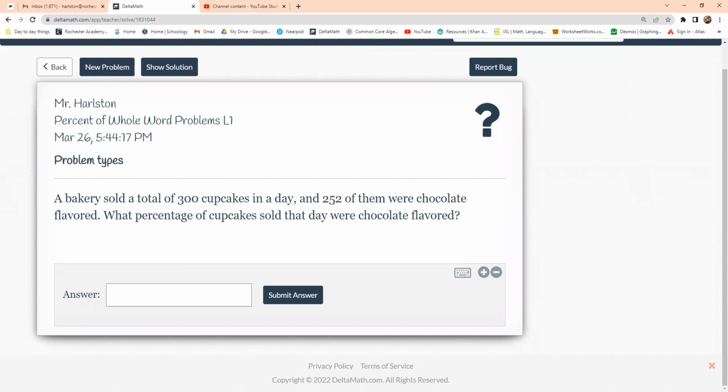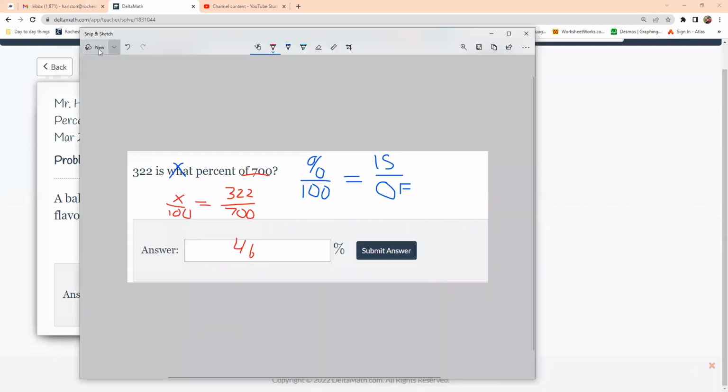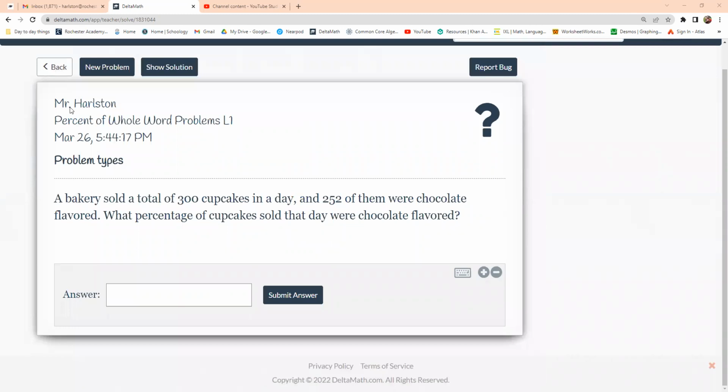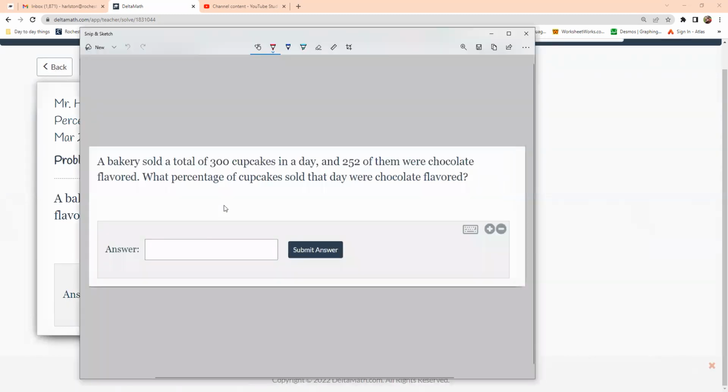First thing, I'm going to take a picture so I can mark it up. It's going to be the same thing. We're going to use the same format. So we want to know what percentage. So this is going to be what percent. So this is going to be x over 100 equals, and what's the of part? It says of the cupcakes sold that day. We sold a total of 300, so that's the of. So it's of 300 is 252. So we go up here and we put 252.